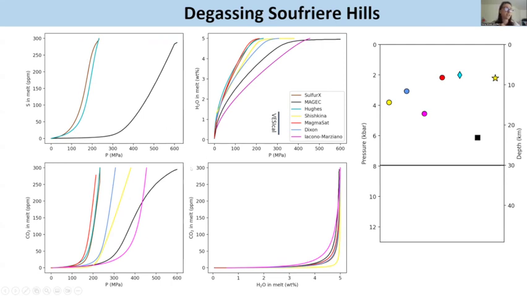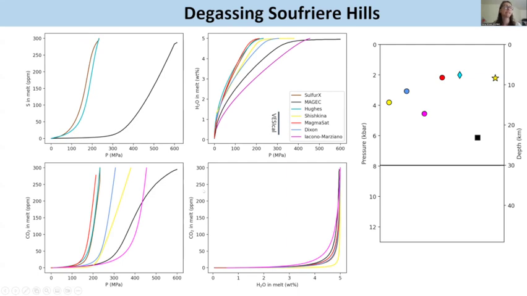The water behavior starts to diverge massively. The models which rely on Iacono-Marziano are well outside of this NBO/T parameter, and they end up predicting very, very different results to the other models. You can see CO2 solubility is also drastically different at this point, and this is again reflecting the differences in the saturation pressure where you're initiating the model, and just the fact that melt composition affects CO2 solubility so dramatically. And that is causing spread in your water and CO2.